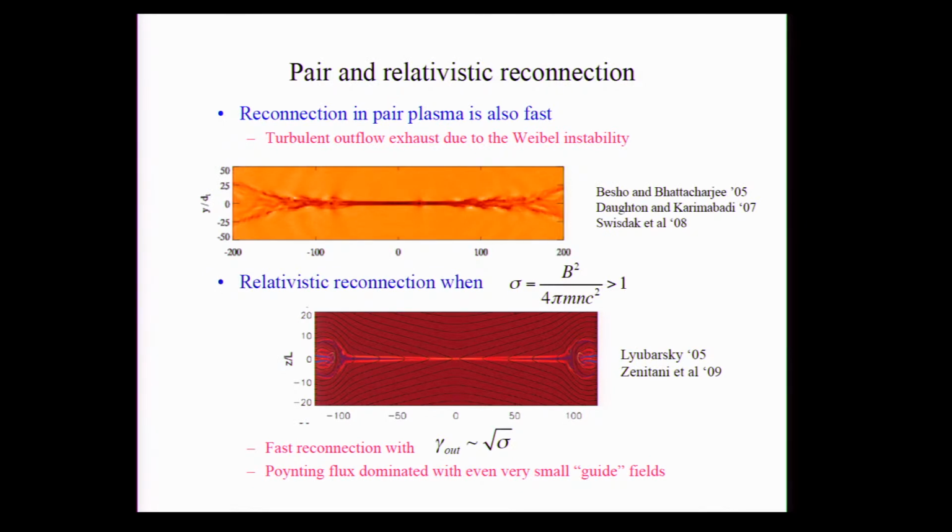So that was for an electron-proton plasma. If you look at pair and relativistic reconnection, you find that pair reconnection is also fast. Here's a picture of what it might look like.